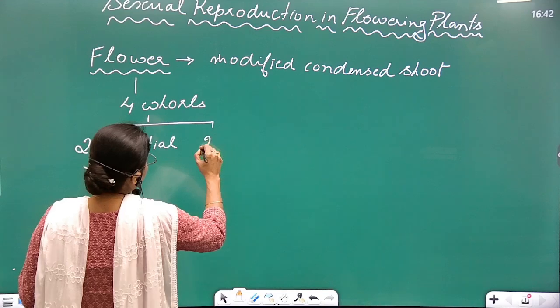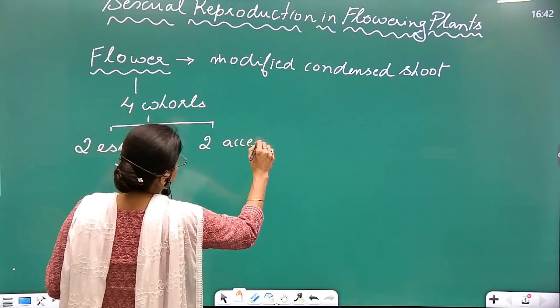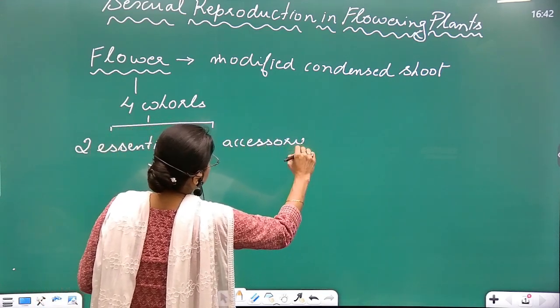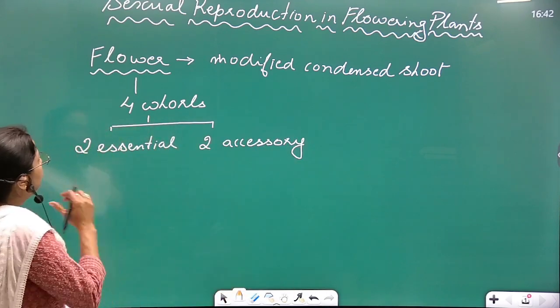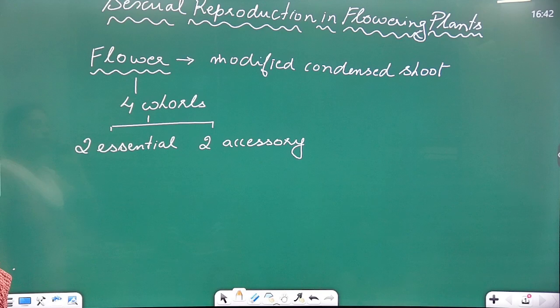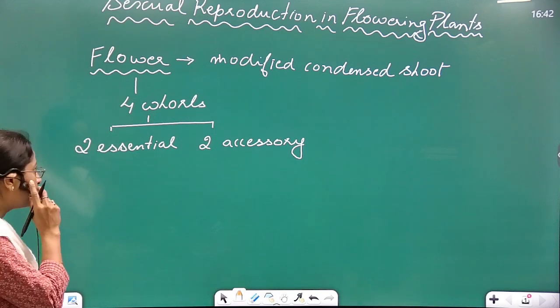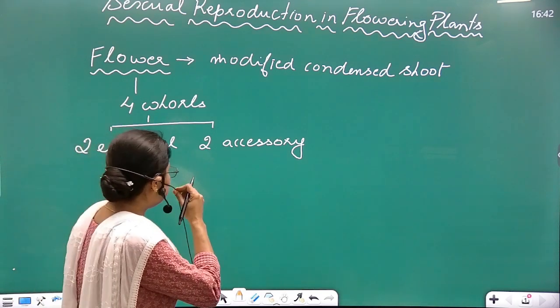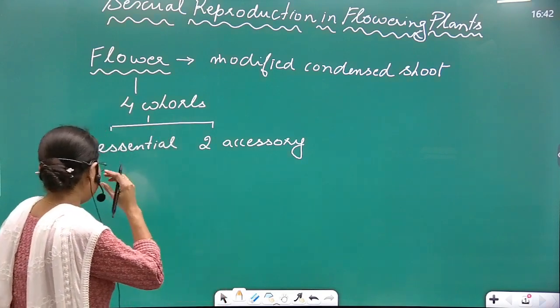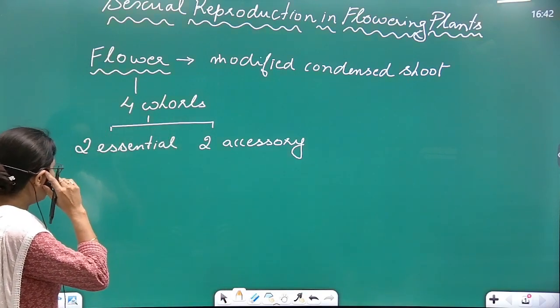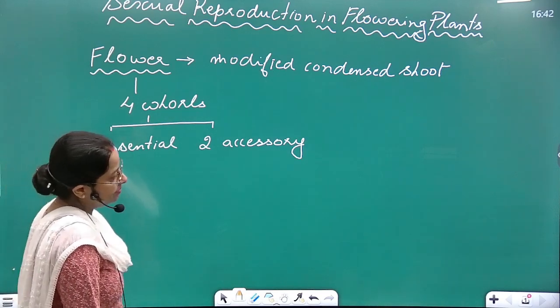and 2 accessory holes. So we are talking about the basic concept, sexual reproduction, in flowering plants, the flower. What is a flower? Modified condensed shoot. A flower has 4 holes. Out of these 4 holes, 2 of them are essential and 2 of them are accessory.